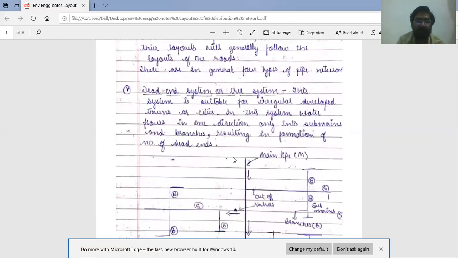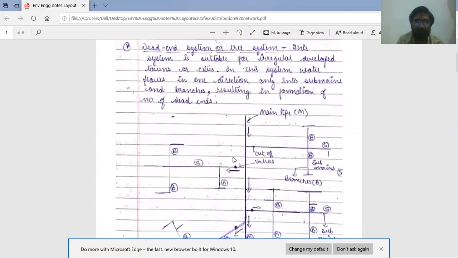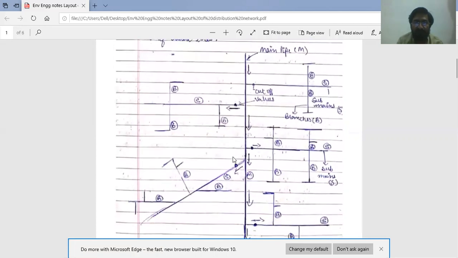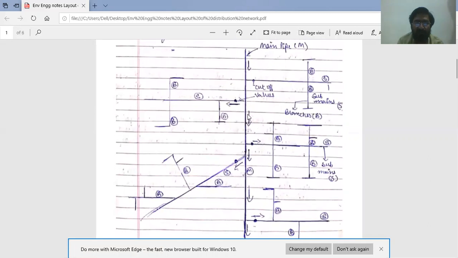We can understand the system with this sketch. This is the main pipe. This is submains. Main pipe, submains, horizontal lines, submains, and this is the vertical lines, and small lines are branch lines. And these are the dead ends, close end or dead end.